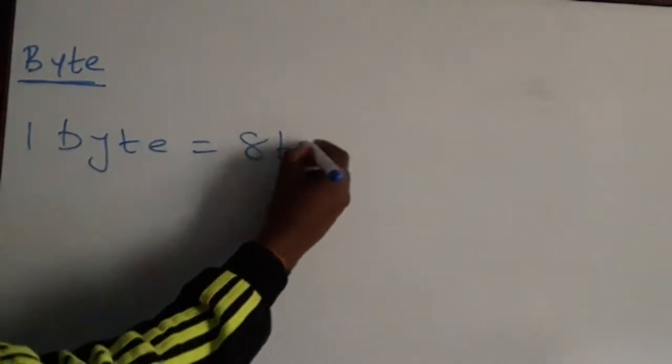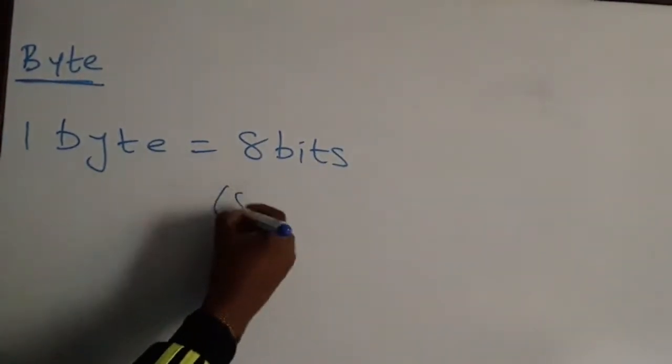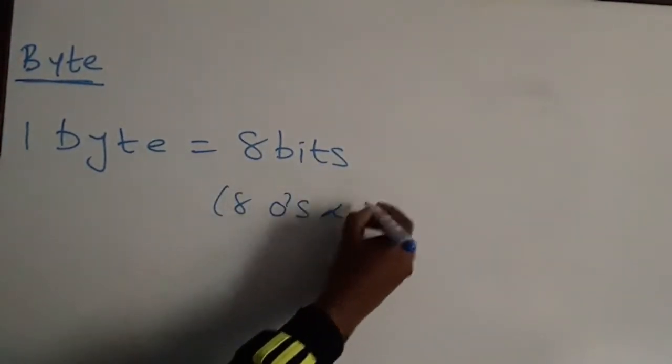Alright, in this video we are going to look at the concept of byte. So first of all, what you need to know, 1 byte is equal to 8 bits. In this case, when I say 8 bits, it is 8 zeros and ones.